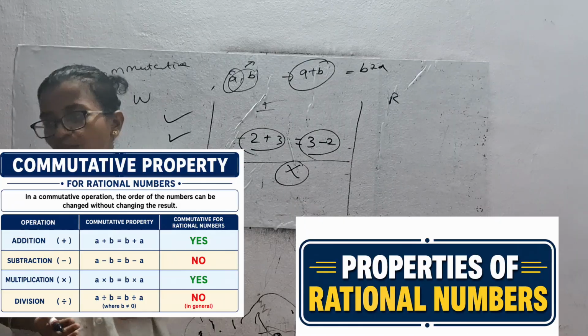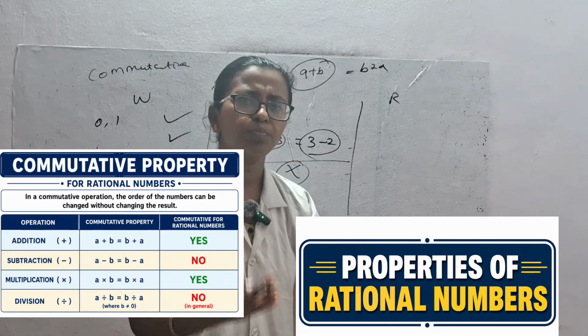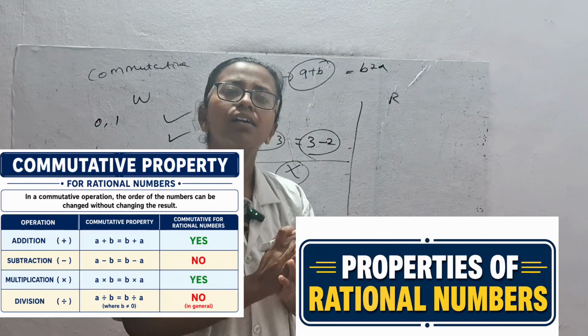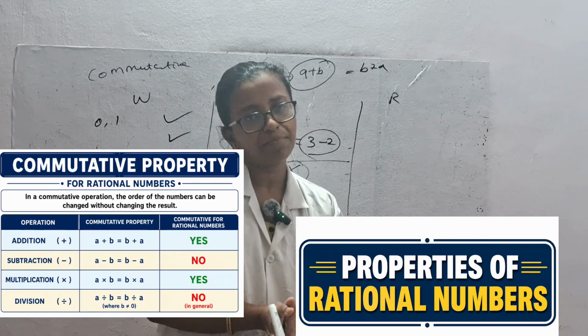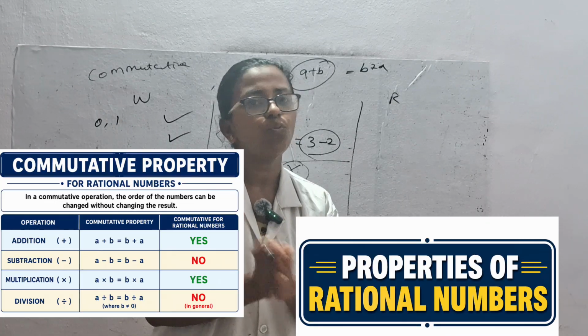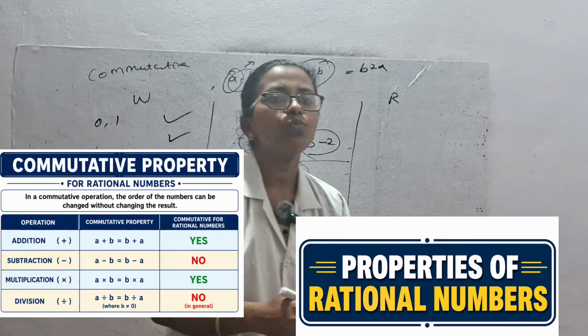Okay, next we have the rational numbers. In addition, yes, 2 by 3 plus 3 by 2, if we interchange we get the same answer. Multiplication, same answer. Division, not possible. Subtraction, no, it will never become equal. We get the negative signs.